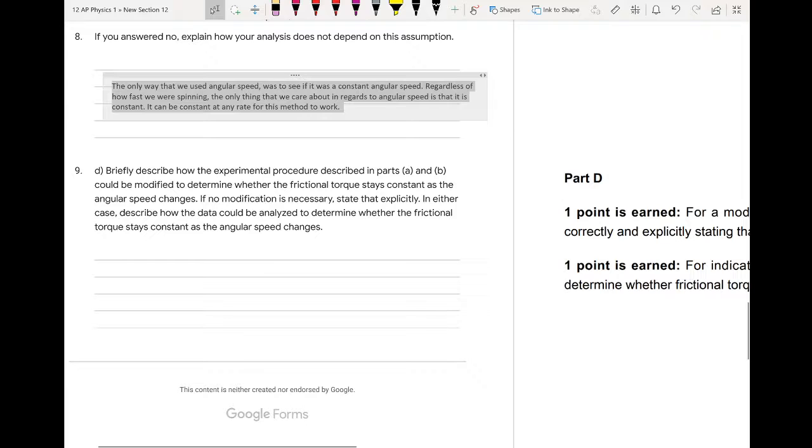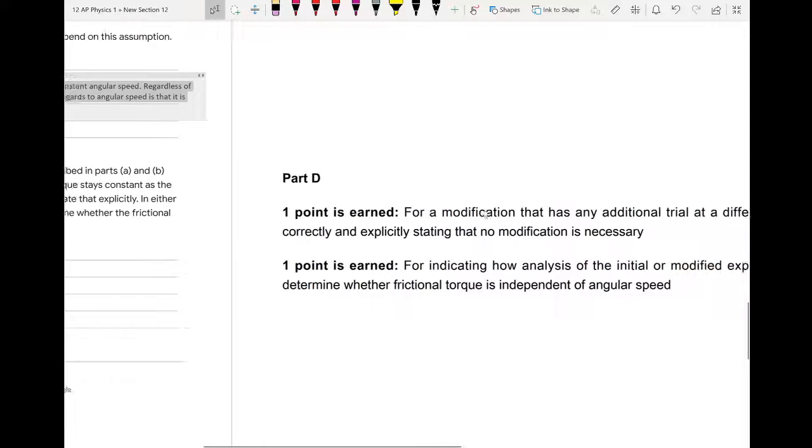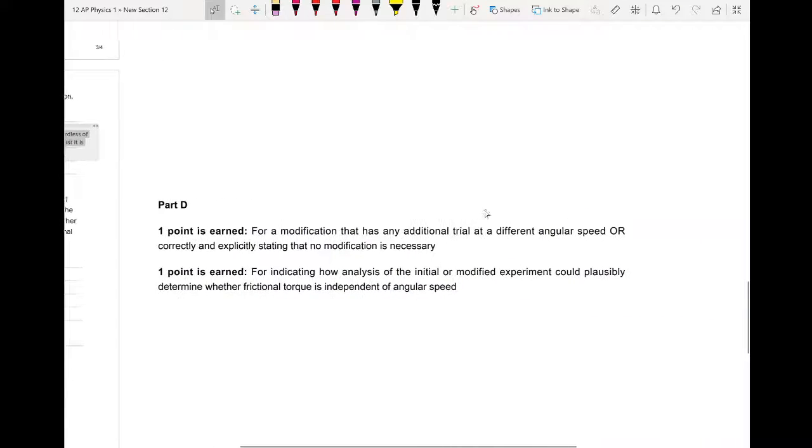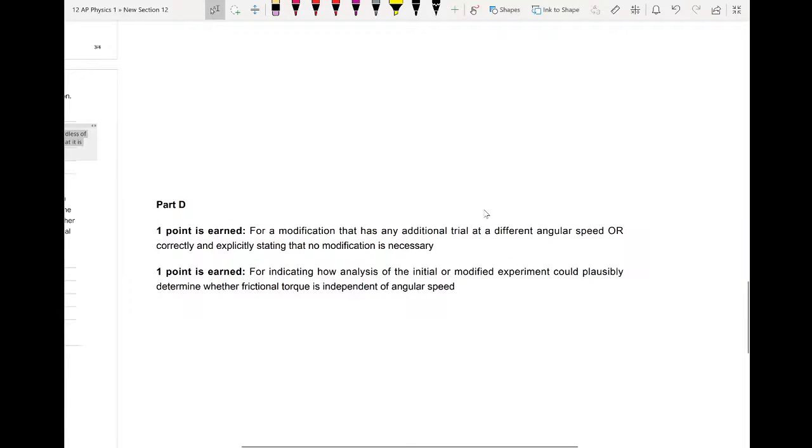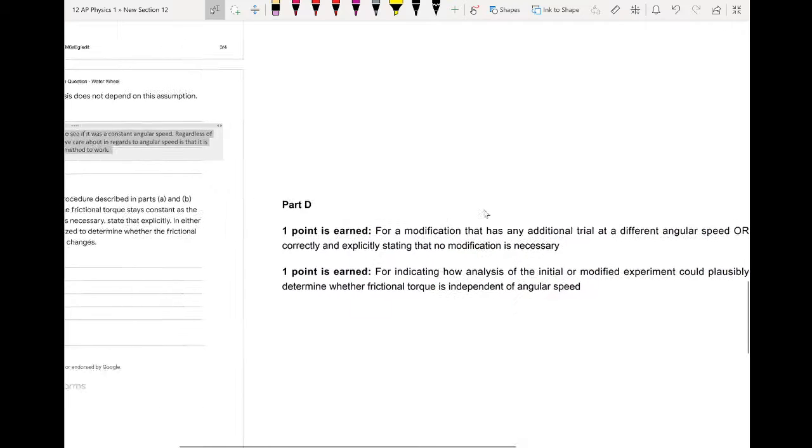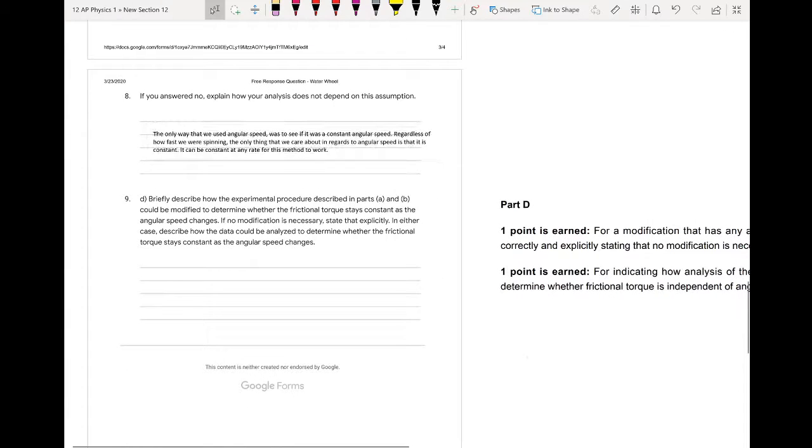And then briefly describe how it would change. If no modification is necessary, state that explicitly in either case. Describe how the data could be analyzed to determine whether the frictional torque stays constant as the angular speed changes. For this one, you'll get a point for saying a modification that has any additional trial at a different angular speed, or just explicitly stating that no modification is necessary. So we would have gotten a point for saying no modification is necessary. That would be a point for us.